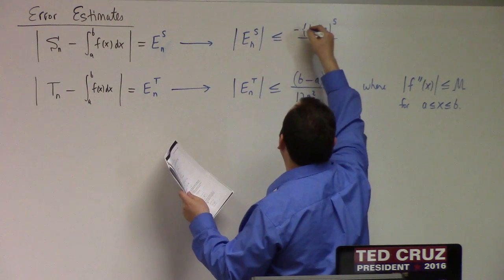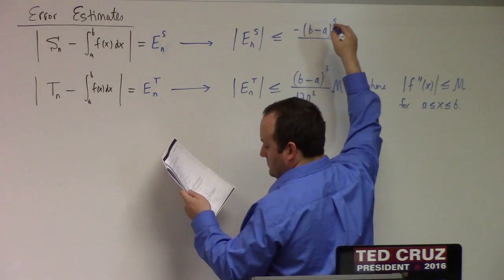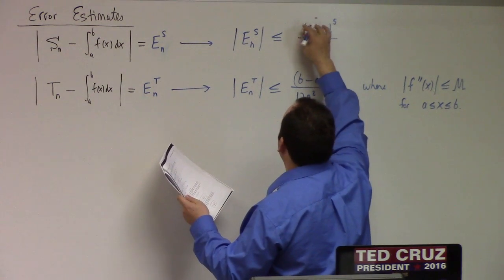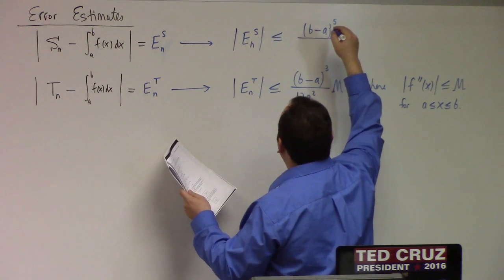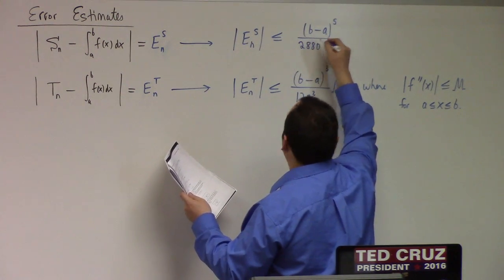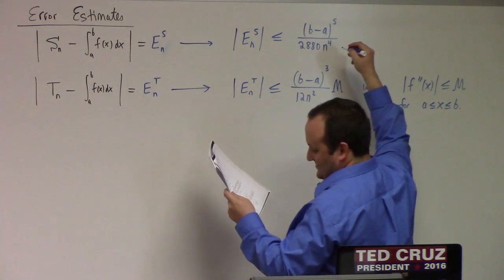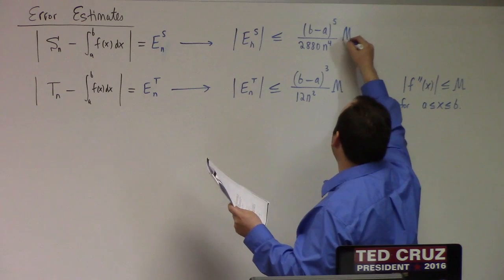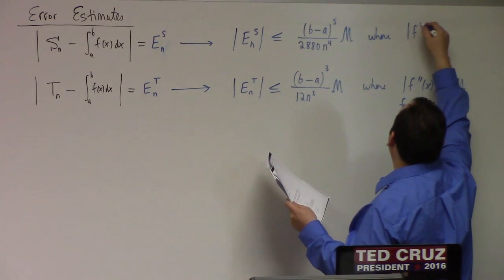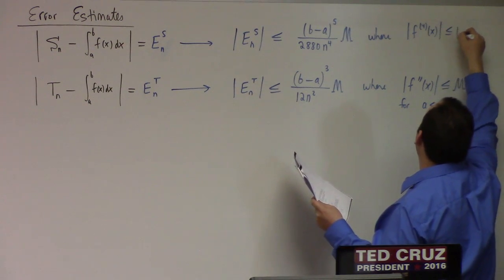So there's a minus sign out here because that. No, there's no minus. Sorry, the minus is in the exact result I'm skipping over. B minus a to the fifth over 2,880, I mean, obviously, n to the fourth times M. Now this M is a bound on the fourth derivative of f.